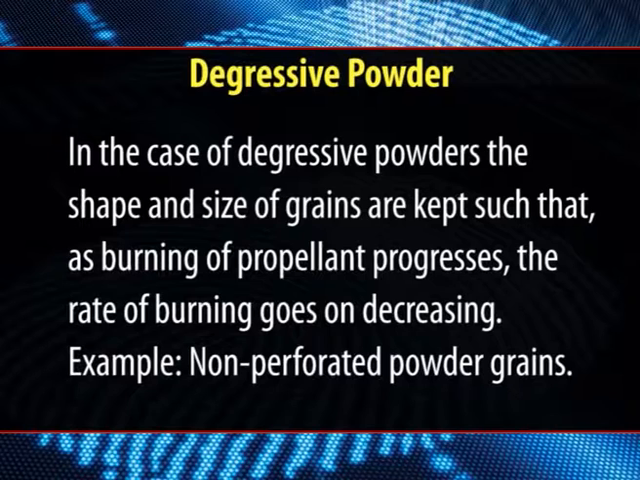The next type of powder is the degressive powder. In the case of degressive powders, the shape and size of the grains are kept such that as burning of propellant progresses, the rate of burning goes on decreasing. For example, in case of non-perforated powder grains.